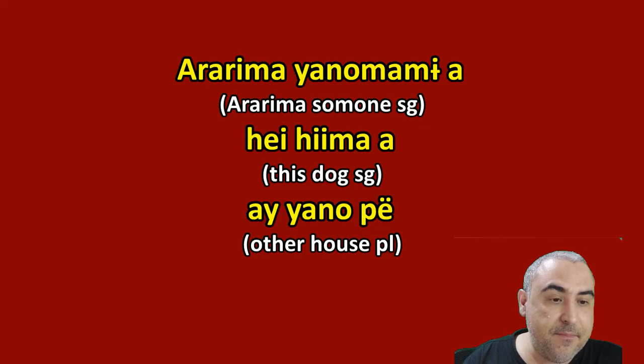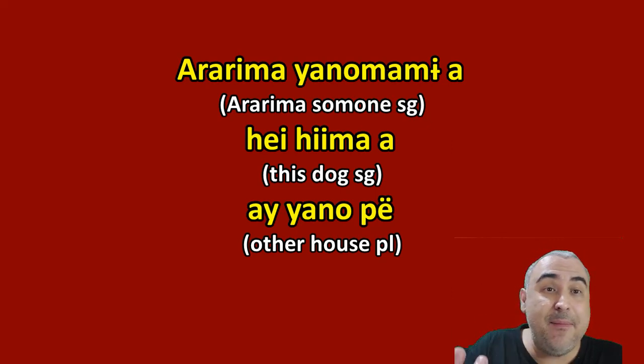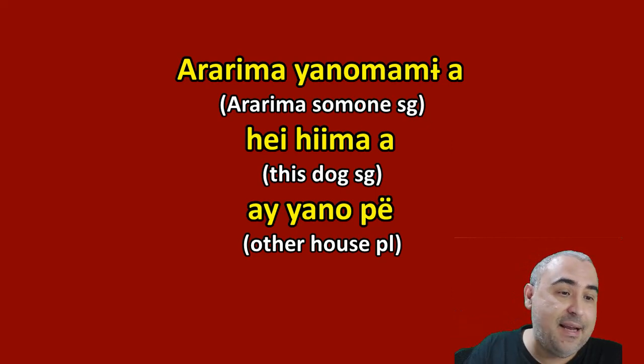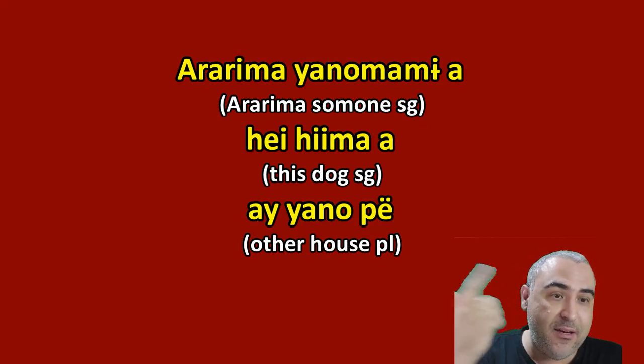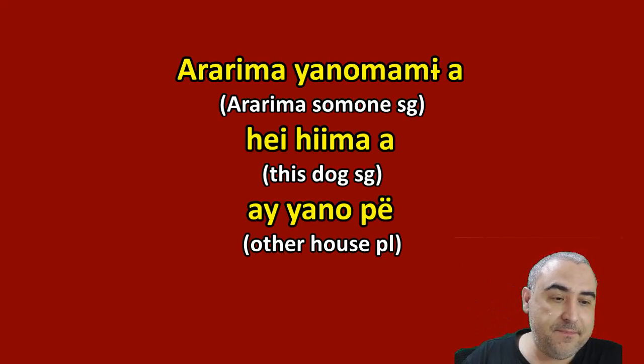Ararima Yanomama a. So if you say that Ararima is a Yanomami Indian, you just say Ararima Yanomama and put the a because it's one. He's one Yanomama. Hey hima a. Hey means this. Hima is dog. Hey hima a. This is a dog. Ayano pa. So in this case, you have other houses. So that's a plural. The pa indicates a plural noun. If you say just ayano a, it's the other house, another house. Ayano pa means other houses.